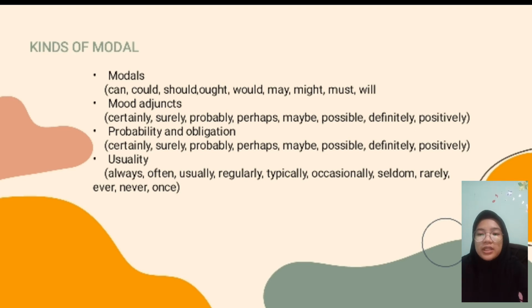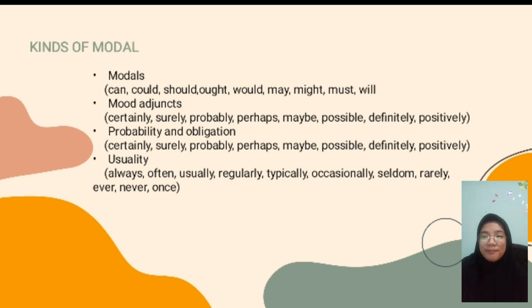Okay, we go on to the next slide. Kinds of modal. In modals itself, the first modals are can, could, should, ought, and so on. And then mood adjuncts: certainly, surely, probably. Then probability and obligation, it is certainly, surely, probably, etc. And the usuality is always, often, usually, or rarely, ever, never, and so on.